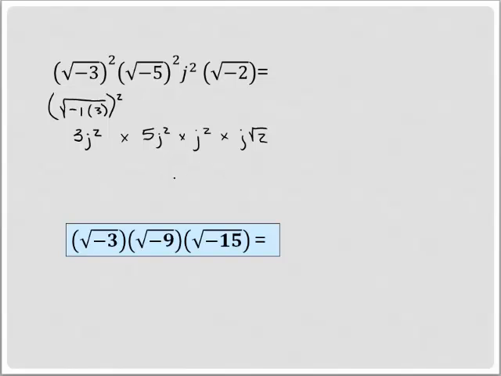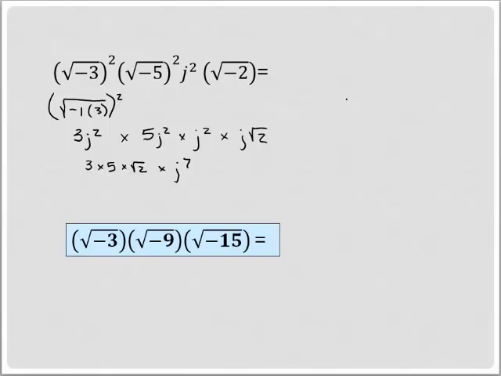All right, so now we've got to put all this together. Let's bring out our numbers. 3 times 5, square root of 2, times, let's see, we have j, j, j, and j. That's j to the 7th.